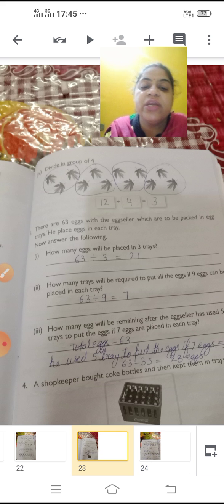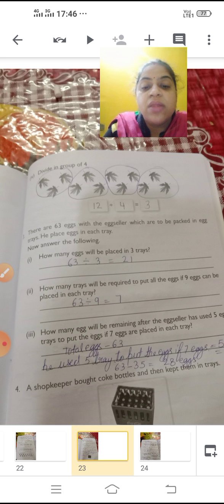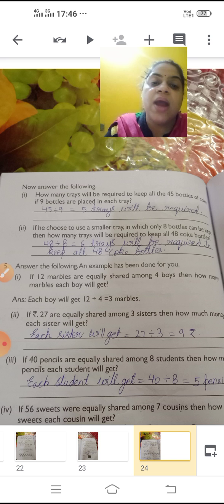Come to the 4th question. A shopkeeper bought Coke bottles and then capped them in trays. This is a tray, and these are the bottles that we kept in a tray. Now the shopkeeper bought Coke bottles and he had to cap them in trays. So let's see how many trays will be required to keep all the 45 bottles of Coke if 9 bottles are placed in each tray.